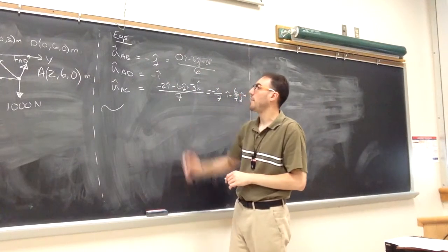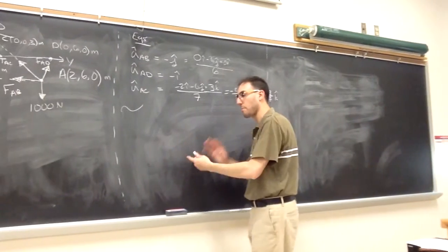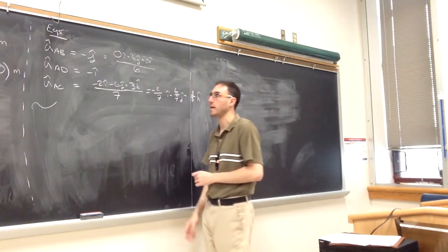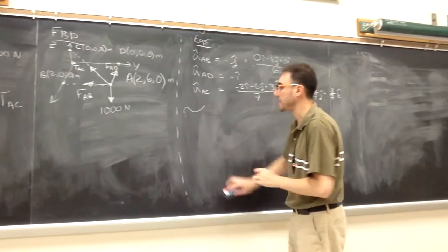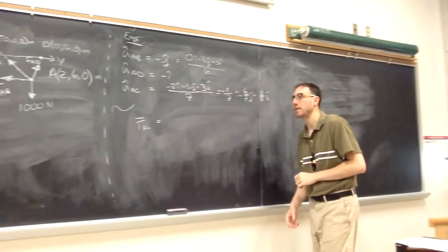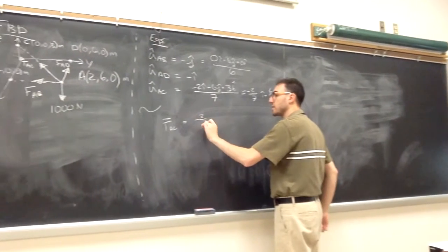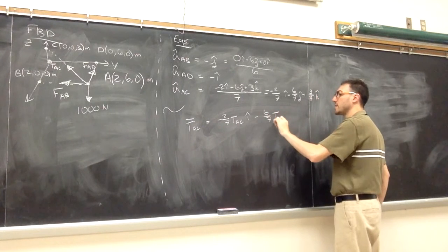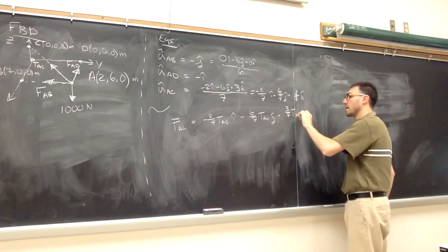All right, so again, I started out by writing my unit vectors. Now the next step is going to be fairly easy. I'll explain the premise of what I'm doing, but in the future I'm not going to go through the kind of explicit steps I'm taking. So for example, if I want to write T_AC, remember from that previous slide, I can write that as its magnitude, which I don't know, times its direction. So I can write this as negative 2/7 T_AC i hat minus 6/7 T_AC j hat plus 3/7 T_AC k hat.